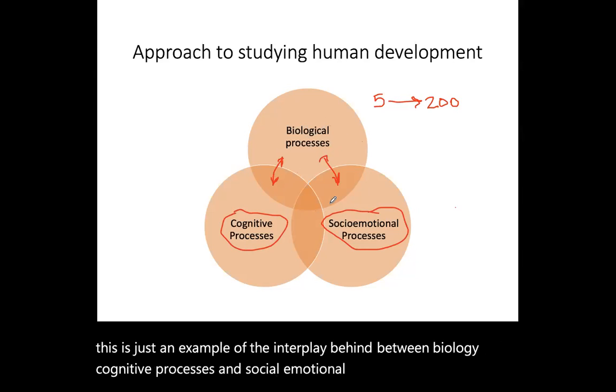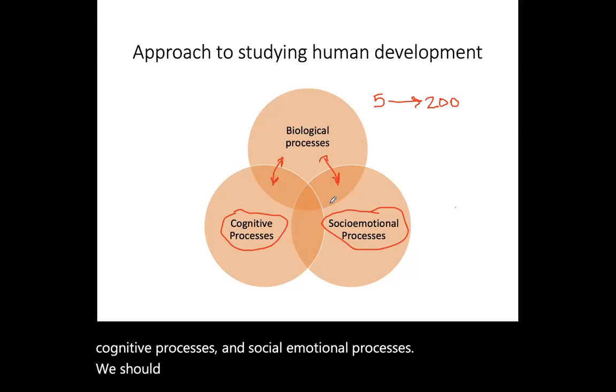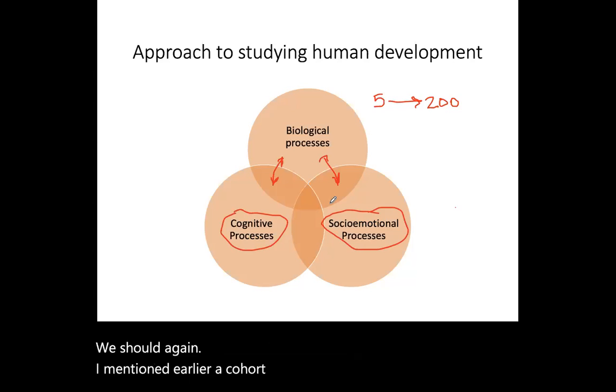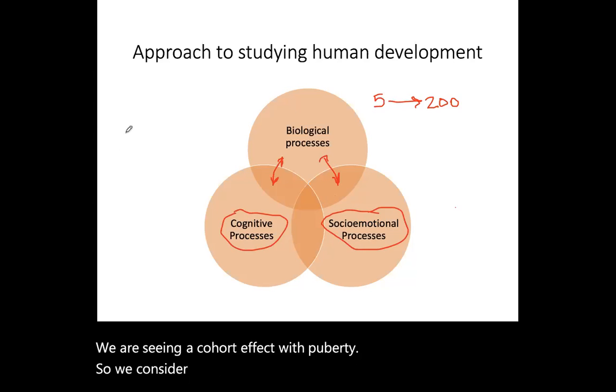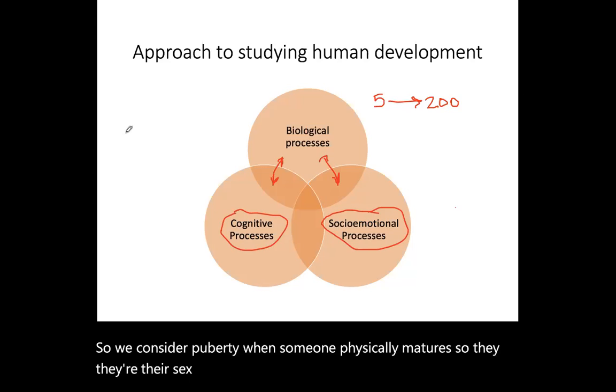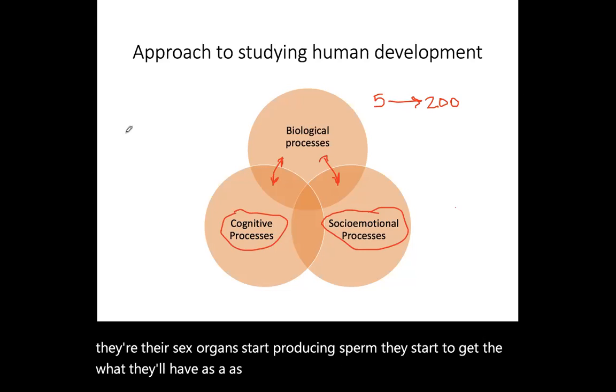We should, again, I mentioned earlier a cohort effect. We are seeing a cohort effect with puberty. So we consider puberty when someone physically matures. So their sex organs start producing sperm. They start to get what they'll have as an adult body.